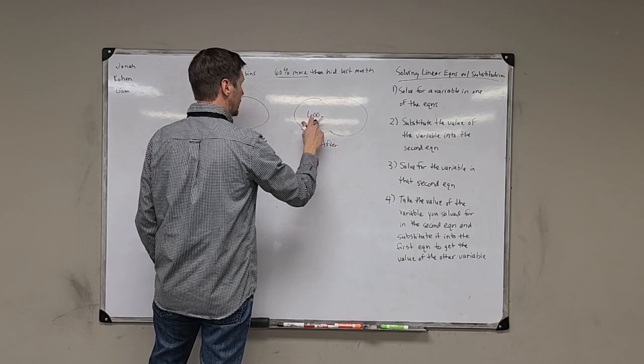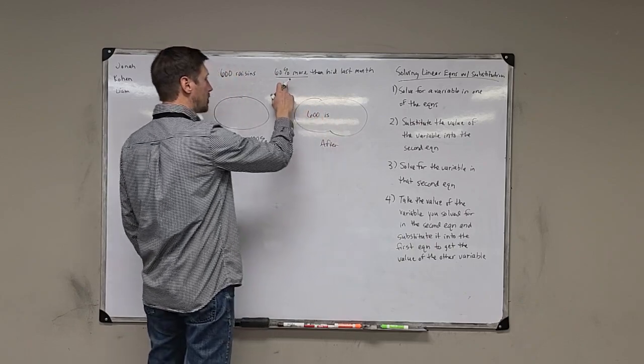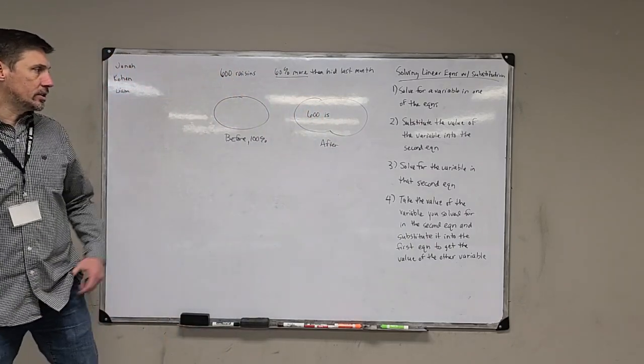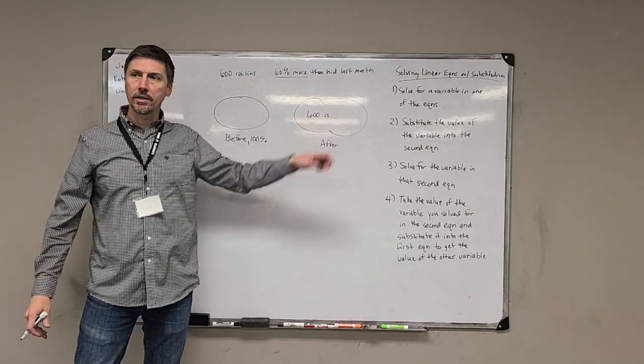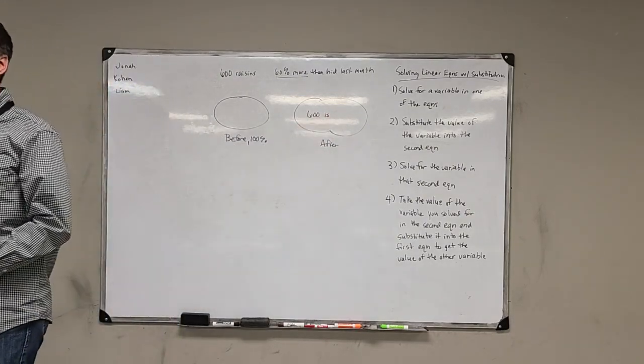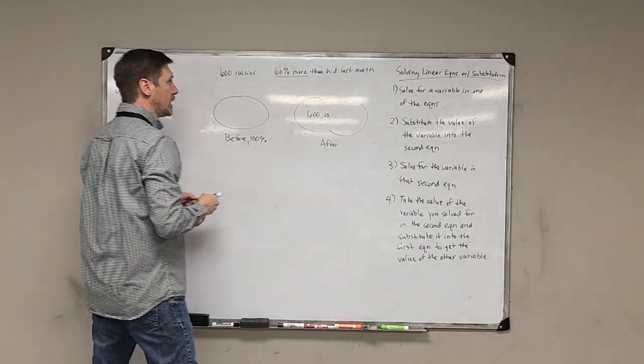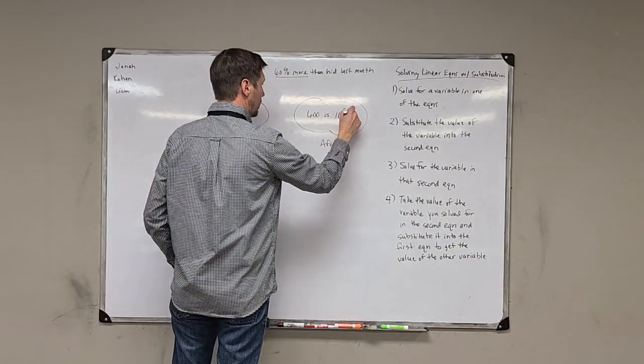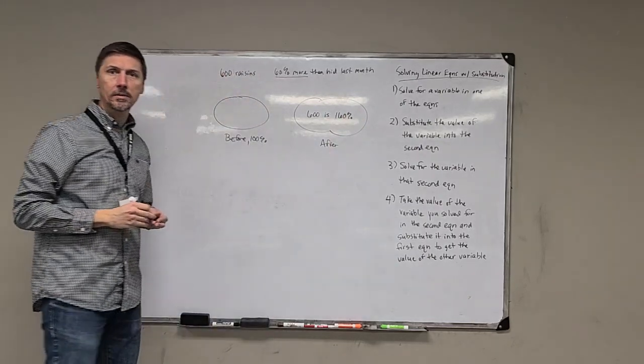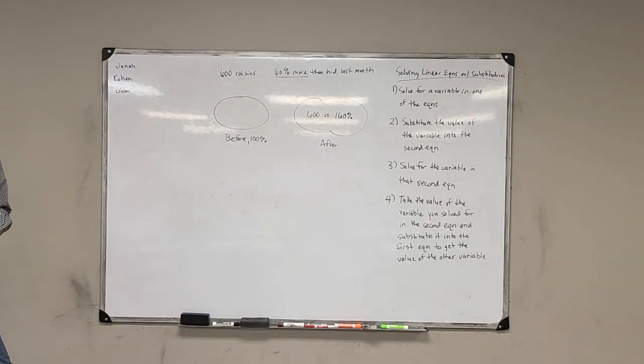And this is 60% more than what we had at the beginning. So what is my percentage that I'm going to write right here, if it's 60% more? 160, right? I'm taking the 100 that we have here and I'm adding the 60 to it. So this would be 160%. Does everybody see that? Does that make sense?